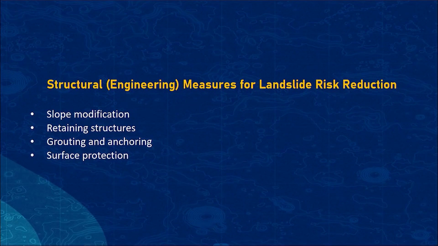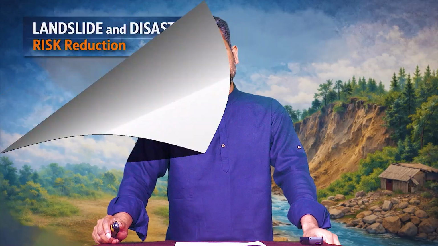Now we'll discuss structural measures. First, slope modifications. Slope modification reduces the angle of unstable slopes through controlled terracing or benching where safe and geologically feasible. Toe cutting, that is removing material from the base of a slope, is avoided because it removes lateral support and increases instability. Retaining structures provide direct support to unstable slopes.